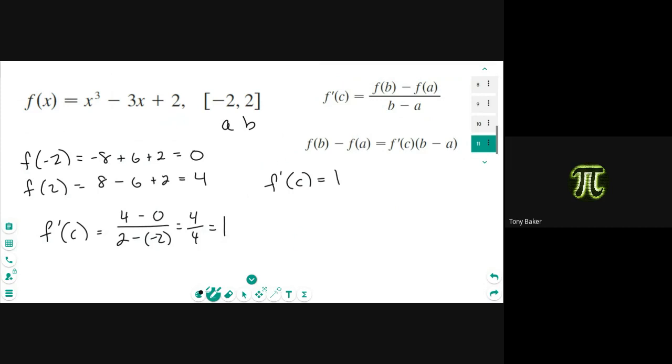So what's the next step I've got to do? Find my derivative. So find my derivative of f of x. So it's f prime of x, 3x squared minus 3. So if we plug in, we want to find when f prime of C equals 1. So that's when 3c squared minus 3.